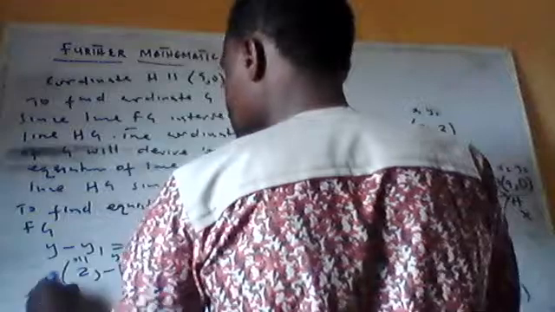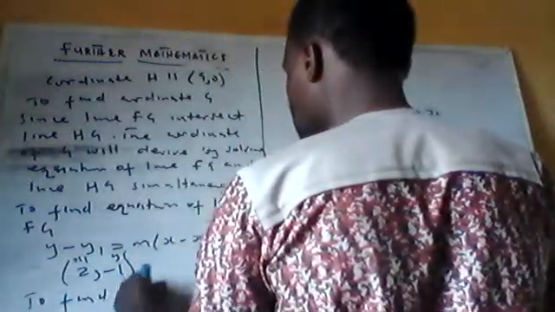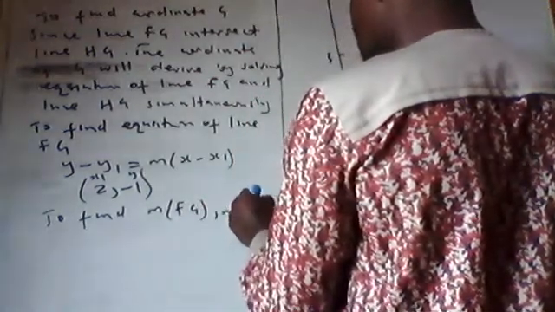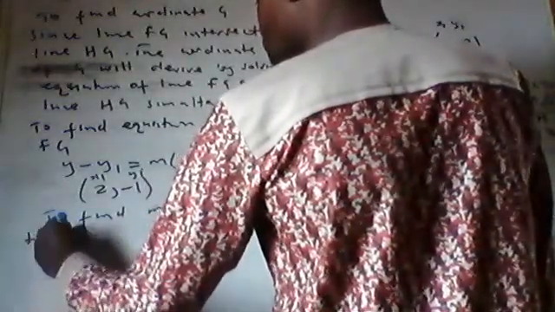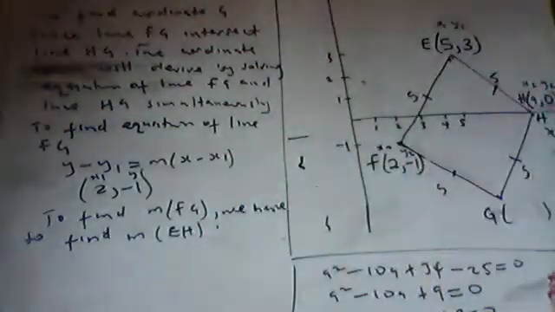Now let's find the gradient of FG. I wrote M of FG, it means the gradient of FG. We have to find the gradient of EH, because EH is parallel to FG. So let's find the gradient of EH now.